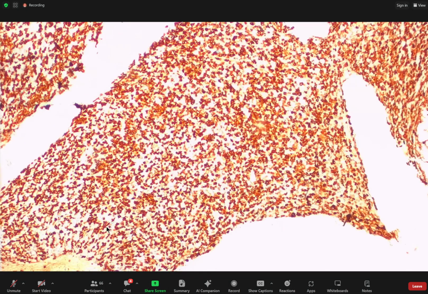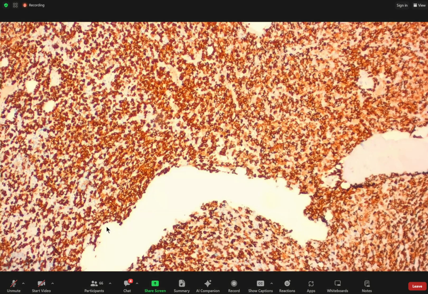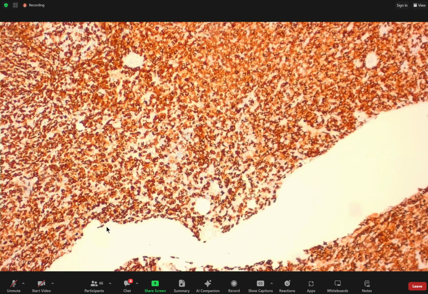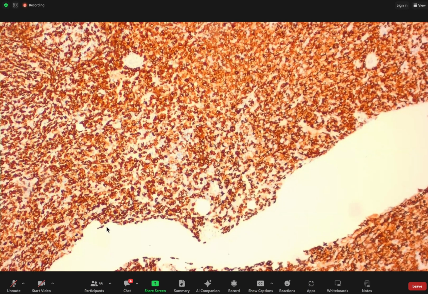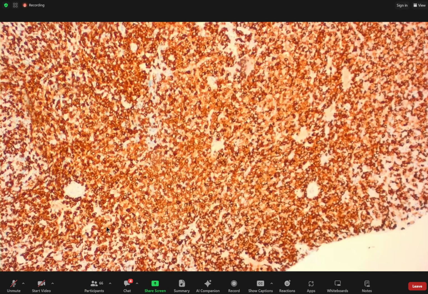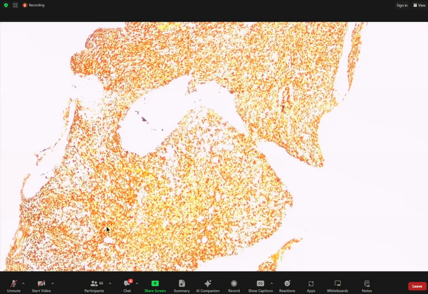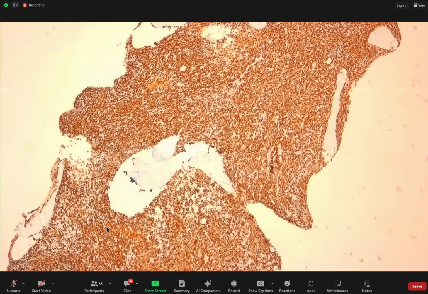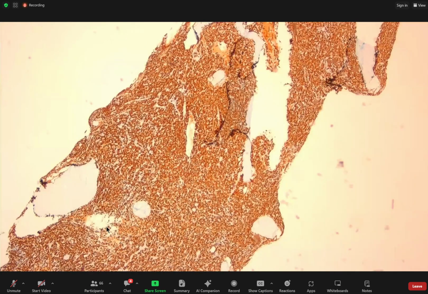So the next one I'm going to show will be the CD79A. Almost all the cells pick up CD79 alpha. CD79 alpha can be picked up by our B cells and also our plasma cells. Under low power, almost all the cells pick up CD79. So there's a diffuse infiltration.